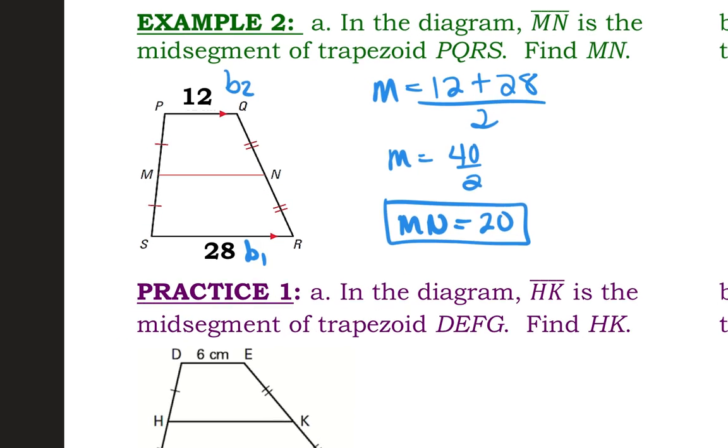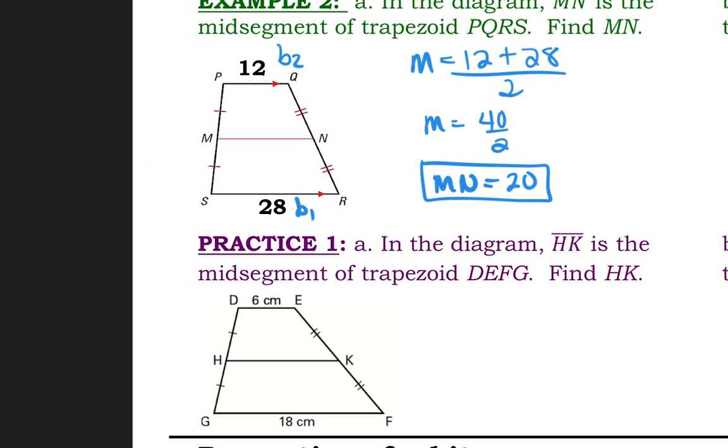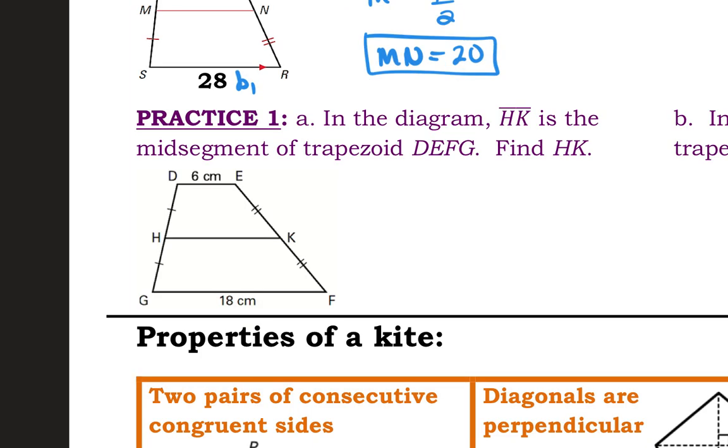All right, go ahead and try the one at the bottom. It's identical to it. Try the one at the bottom. All right, so what did we get here? What did we add? 6 plus 18?